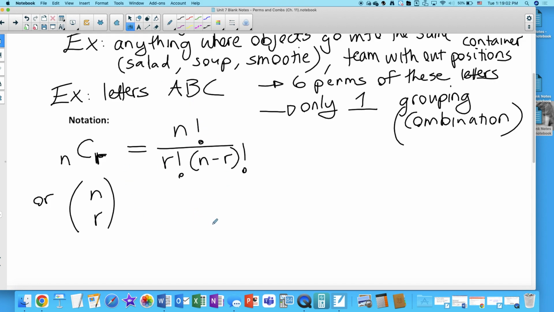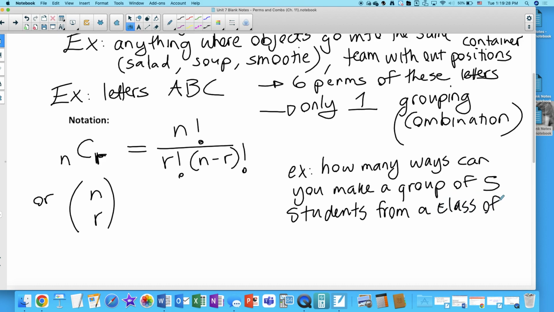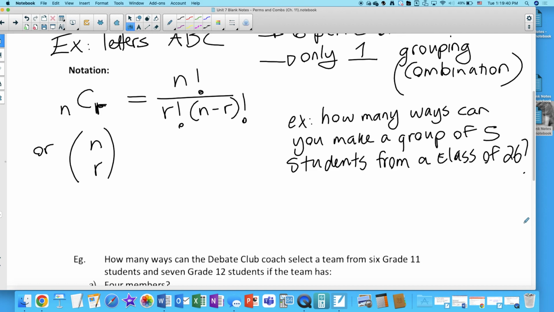Okay, so let me show you an example. Let's say, for example, how many ways can you make a group of 5 students from a class of 26? Okay? Order doesn't matter. They're not standing in a line. They're just making a group. You're putting them together at the same table. Okay? So if it was a permutation, it would be n factorial over n minus r factorial, right?